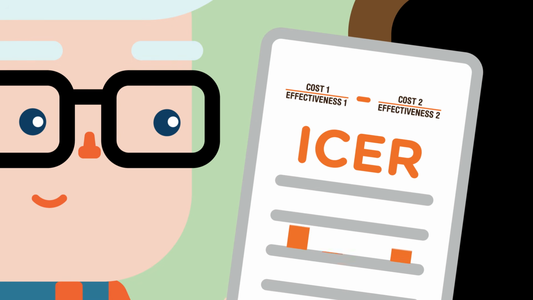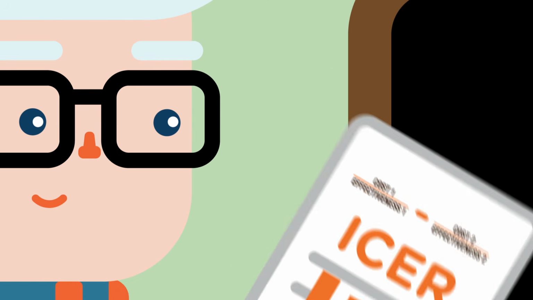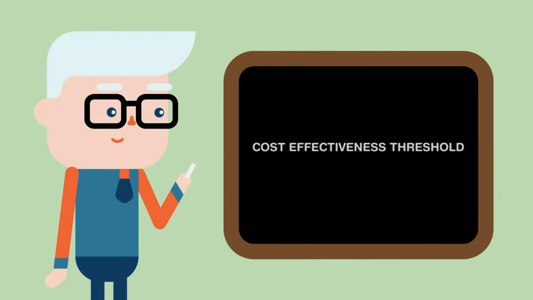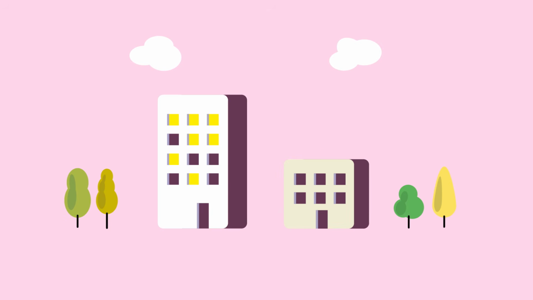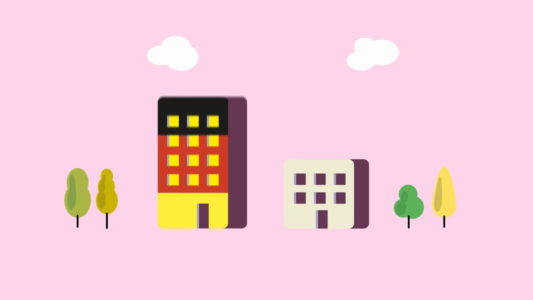This ratio represents the incremental cost of each incremental unit of effectiveness, coming from the comparison of two alternative technologies. There are two further aspects to consider: the cost-effectiveness threshold and the level of uncertainty. The cost-effectiveness threshold represents the value that a third-party payer is willing to pay for an additional QALY. In fact, each country should establish its own threshold in order to define whether a certain technology is considered cost-effective or not.